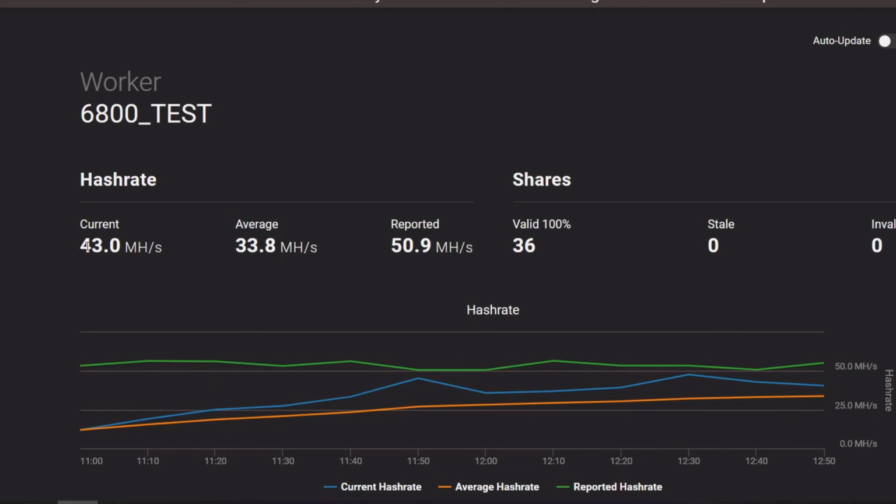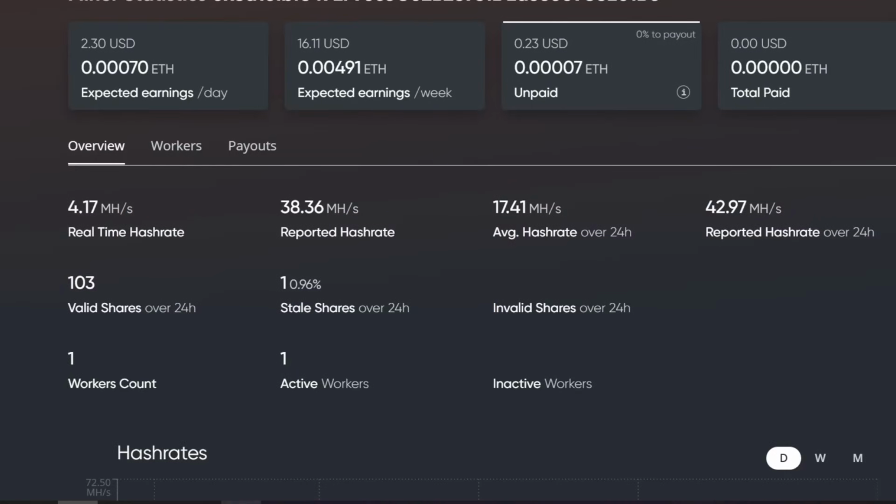So if we add this 43 to the 4.17 that we have over here, and I'm reporting 38 and my average is 17, right? If I add that 4.17, I have not even 60 mega hash, whereas if I just put my 6800 regular, I can get almost 62-63 mega hash on lower settings and pull a little bit less power.